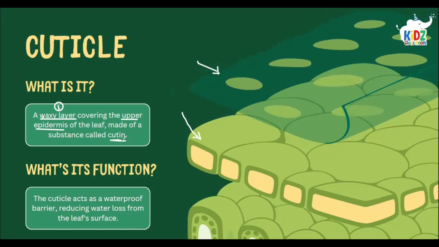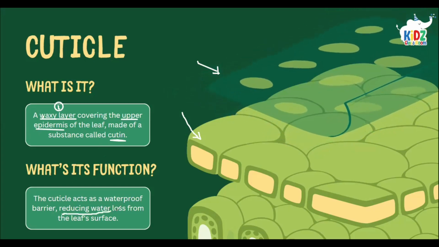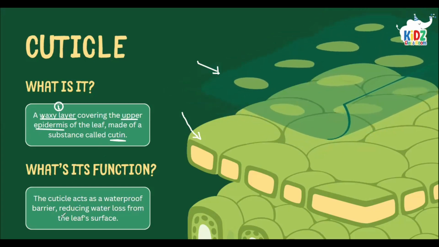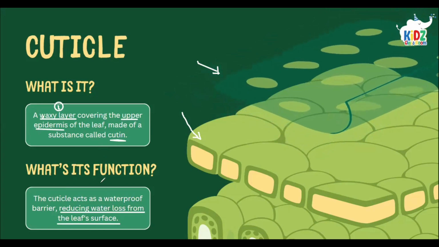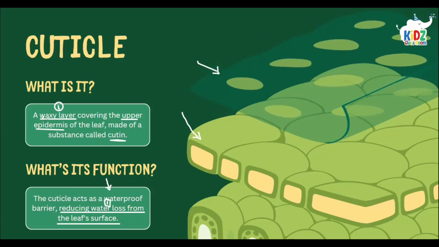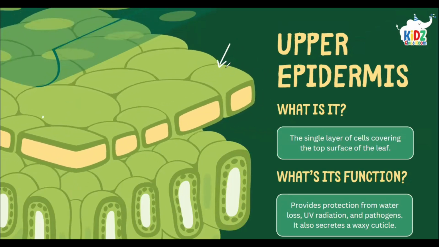So the cuticle is a waxy layer which covers the upper epidermis of a leaf, and it is made of a substance called cutin. What's its function? Its function is to protect the leaf from water loss and infection. The cuticle basically acts as a waterproof barrier. How? By reducing water loss from the leaf surface. So let's move on.